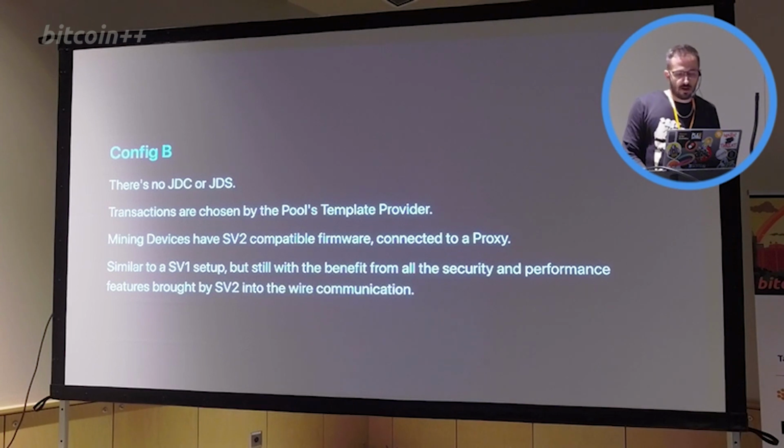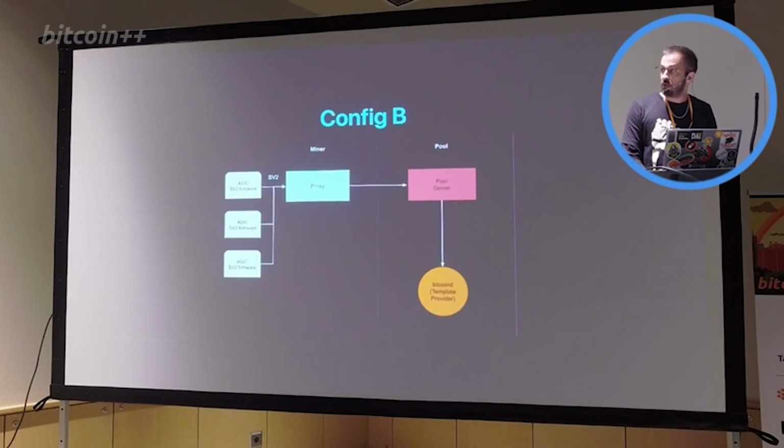Configuration B, we're assuming the miner is all right with their boiling frog situation, and they're all right with Bitmain telling them what to do. So they're not participating in job declaration, and they just deploy the proxy to aggregate their hash rate and send it towards the pool. Configuration B, we're assuming Stratum V2 firmware.